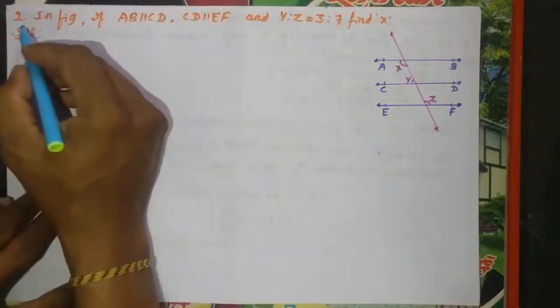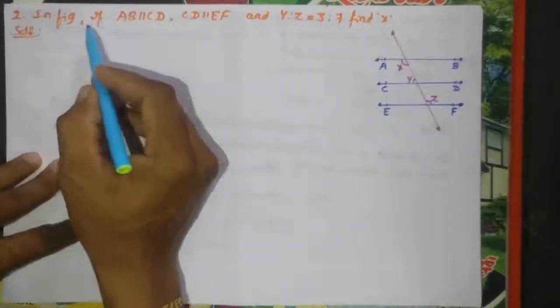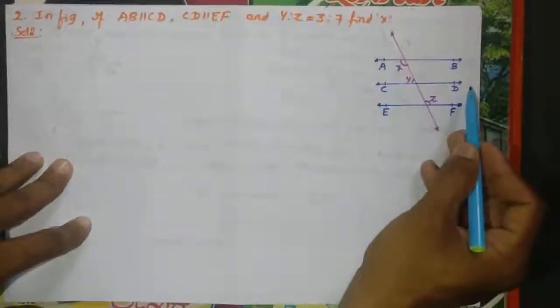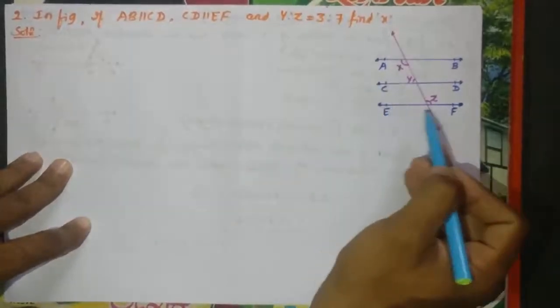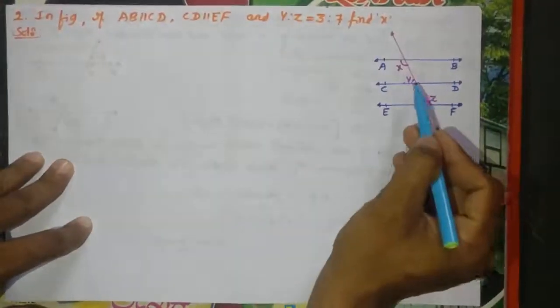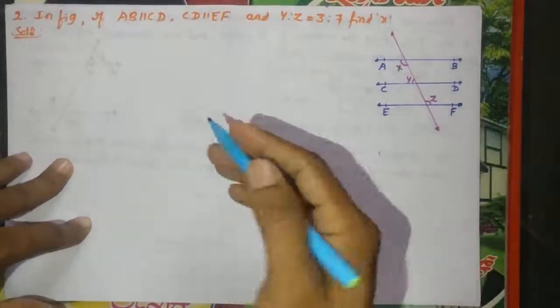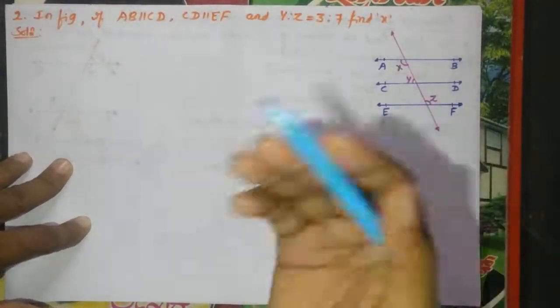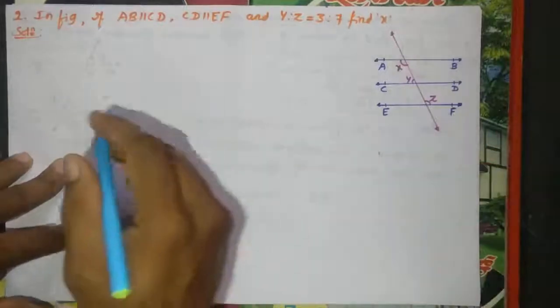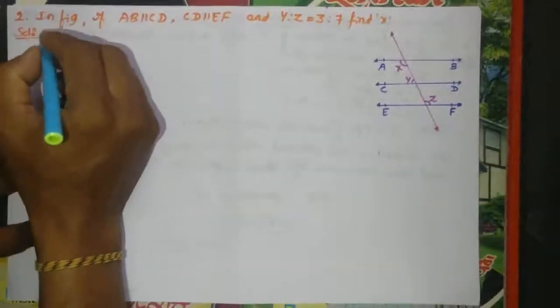Let's discuss our second question. Here we have, in the figure, AB is parallel to CD and CD is also parallel to EF, and y is to z is equal to 3 is to 7. They have given it in a ratio but they have not given values here. Let us see the solution we have.